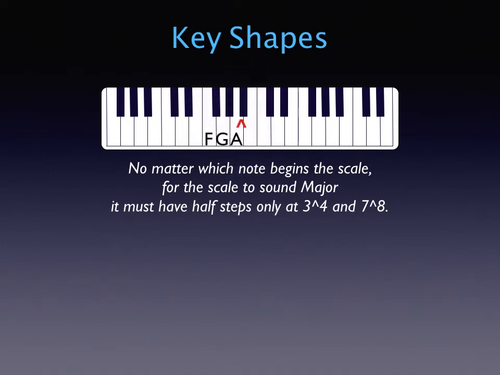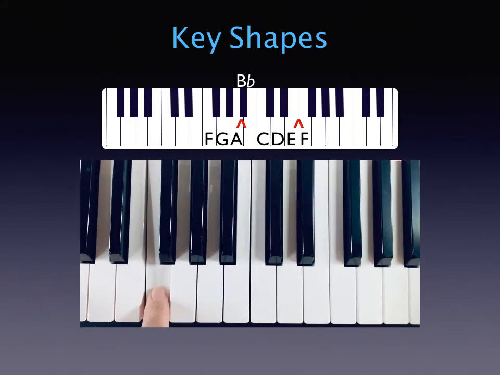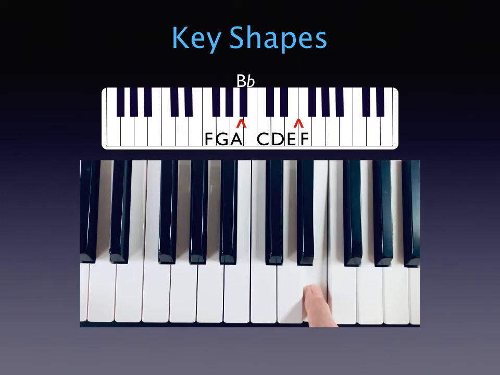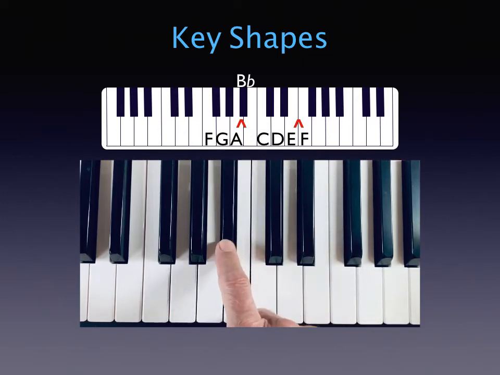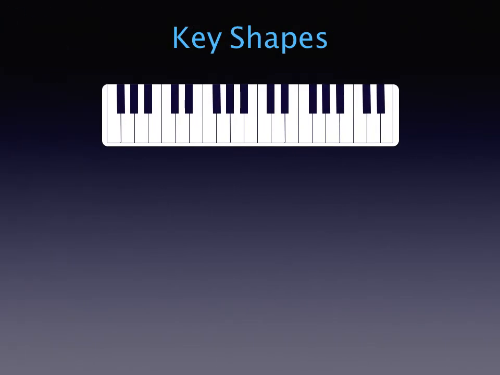When we build an F scale, we end up with a problem when we get A as the third note. Then if we go to B, that's a whole step, so that's not going to work. So when we start a scale on F, we have to use a B flat instead of a B natural. The 7 to 8 works out fine using naturals. And that's what an F major scale sounds like.